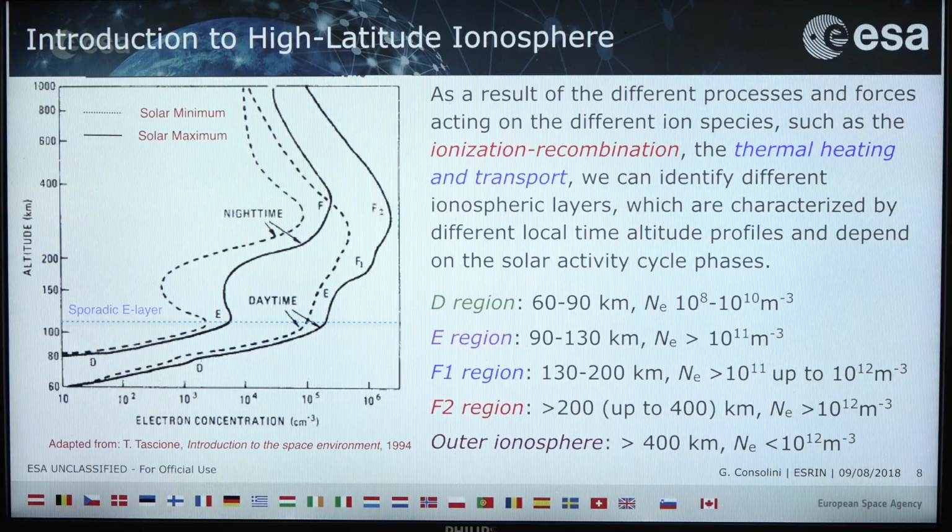And if we consider all the elements like ionization, recombination with all the species, the thermal heating, the transport, and so on, we can see that the real ionosphere is much more structured. So we have different layers with different specific physical features. We generally can divide the profile of the electrons, for instance, identifying different regions: the D region, the E region, the F region that is then subdivided into two other regions, and the outer ionosphere. And these are the main characteristics.